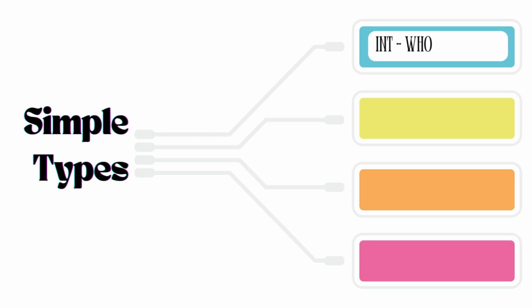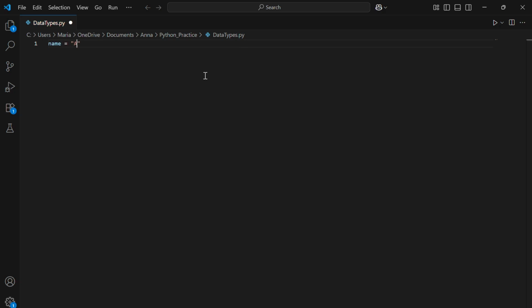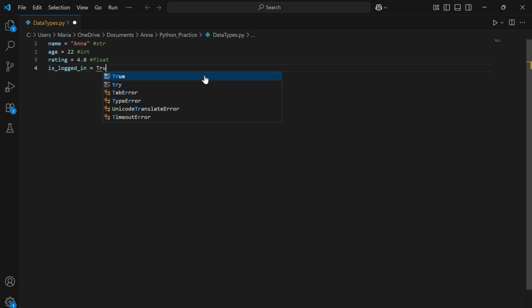Int, whole numbers; float, decimal numbers; string, text; and bool, true or false. Here's a quick example. name = "Anna". This is a string. age = 22, which is int. rating = 4.8. This is nothing but a float value. is_logged_in = True. This is a Boolean variable. These are the atomic units, like Lego blocks. You'll combine them to build more complex logic later.